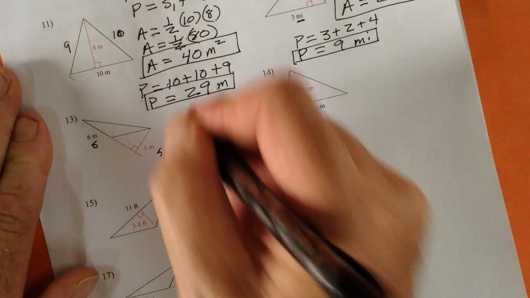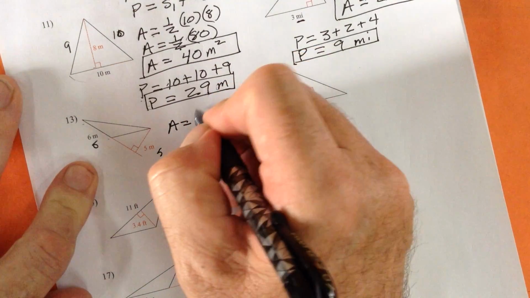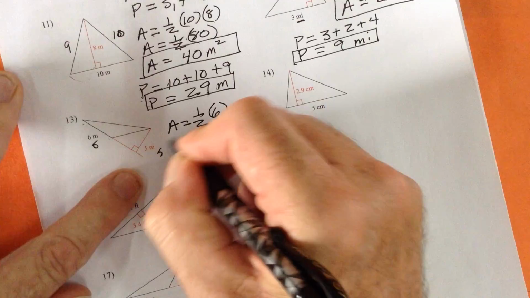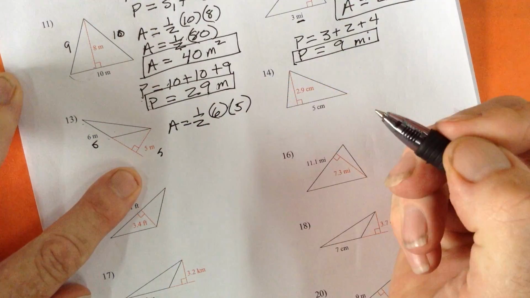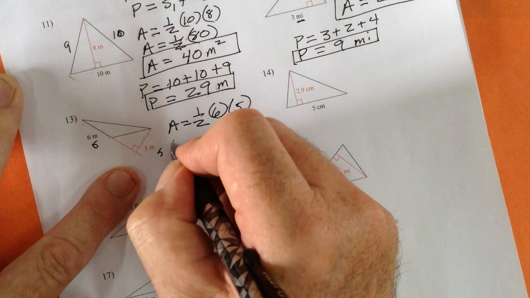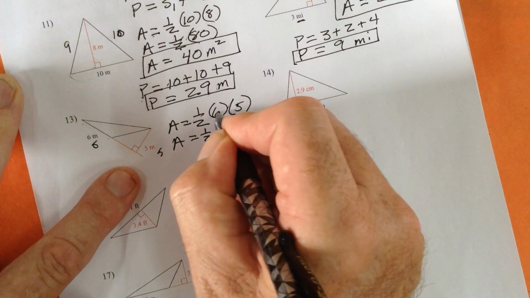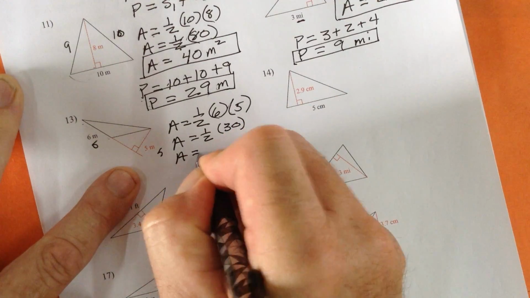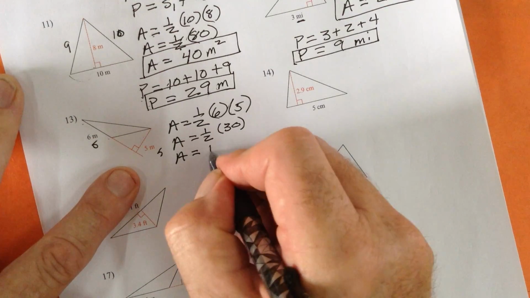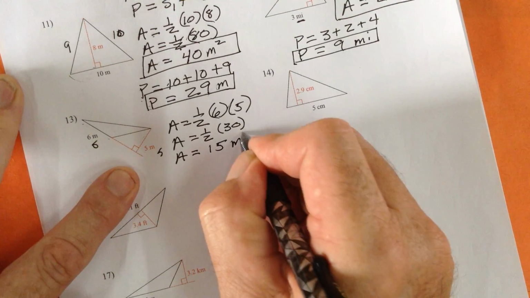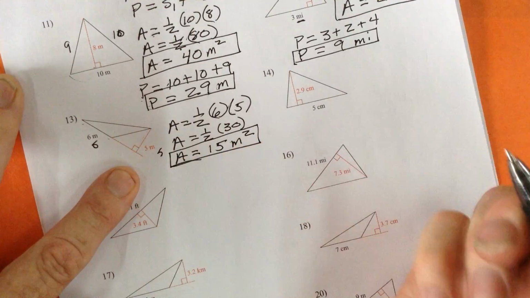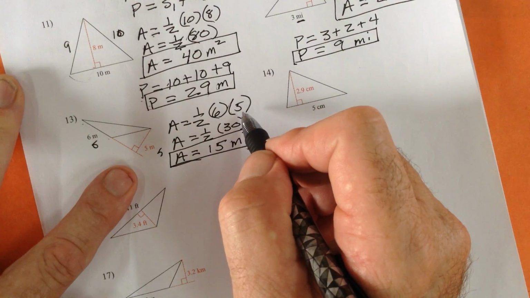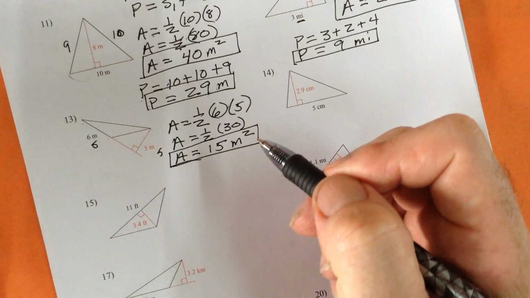Okay, so to find the area, you go 1/2 times the base, which is 6, times the height, which is 5. So the area equals 1/2 times 6 times 5 is 30. And then the area equals 1/2 of 30, which is 15 meters squared. You could also go 0.5 times 6 times 5 on the calculator, and it'll give you 15 meters squared.